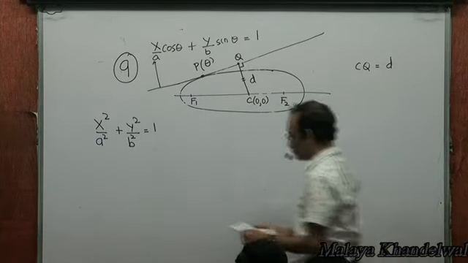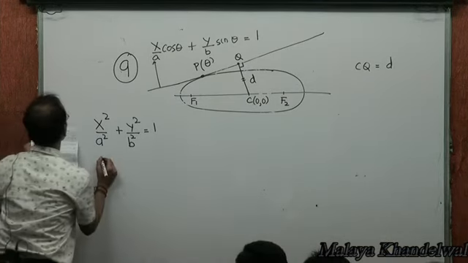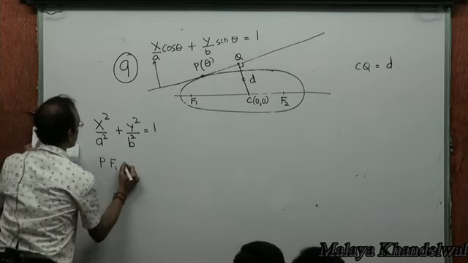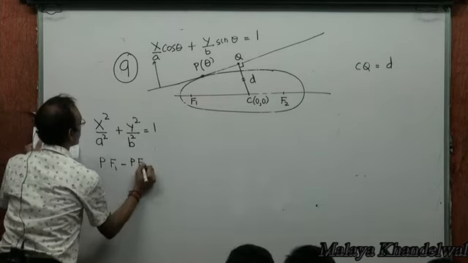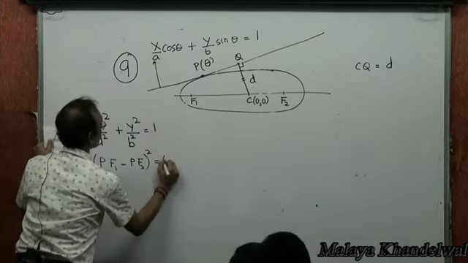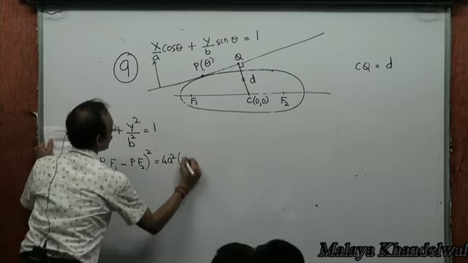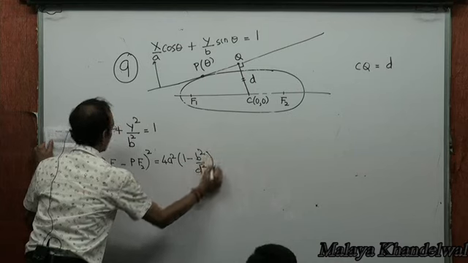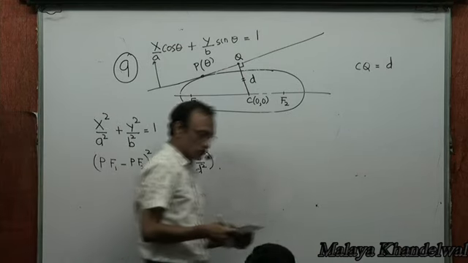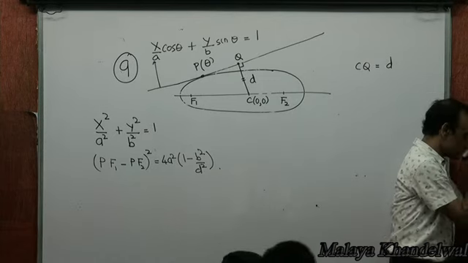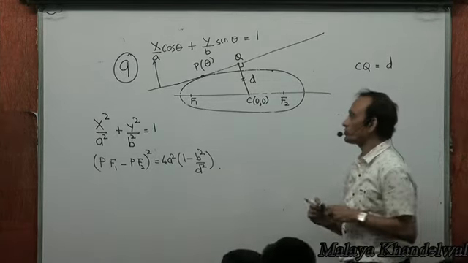We want to be able to establish that PF1 minus PF2 whole squared is 4a squared into 1 minus b squared by d squared. This is what we want to establish.